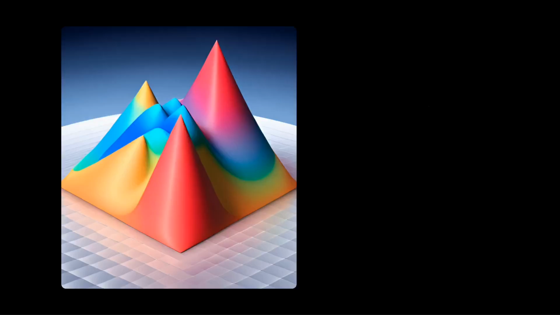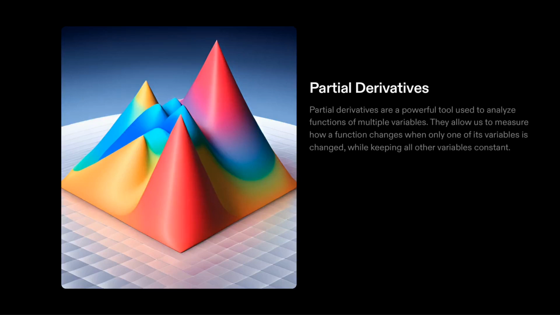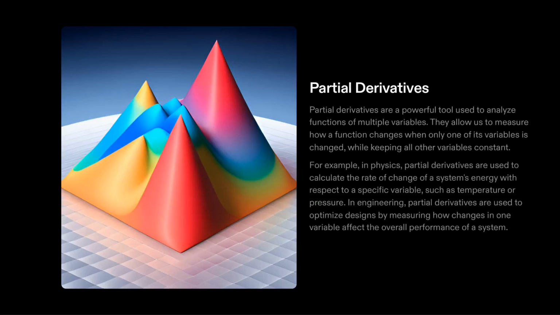Partial derivatives are a powerful mathematical tool for analyzing functions of multiple variables. They enable us to measure how a function changes when only one variable is altered while other variables are kept constant. For example, in physics, partial derivatives are used to calculate the rate of change of energy when it relates to a single variable like temperature or pressure. In engineering, partial derivatives are utilized to optimize designs by determining how a change in one variable affects the overall performance of a system.